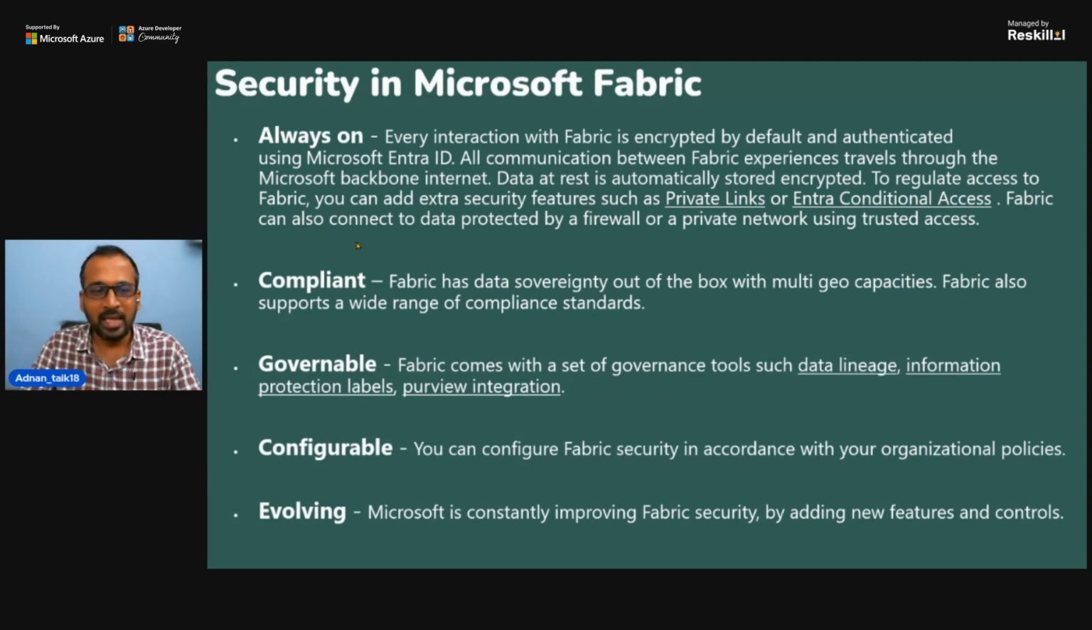To regulate this access in Fabric, you can add extra security features such as private links. You can also use Entra conditional access on that. Fabric also connects to data protected by a firewall or a private network using trusted access.